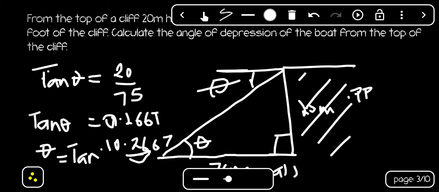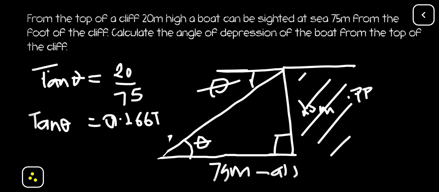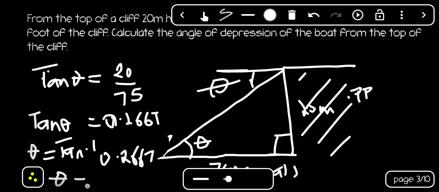Okay, let me write this well so that it is clear. Maybe another page, or let me just do it here. So theta is equal to the inverse of tan 0.2667. All right. So now that we know this, if you click your calculator, check the answer to this, you see that you get 14.9 degrees.